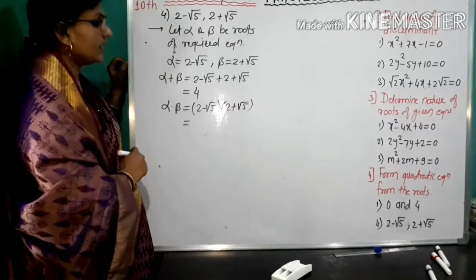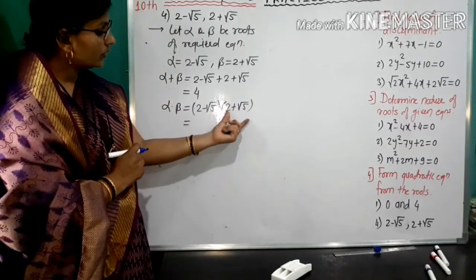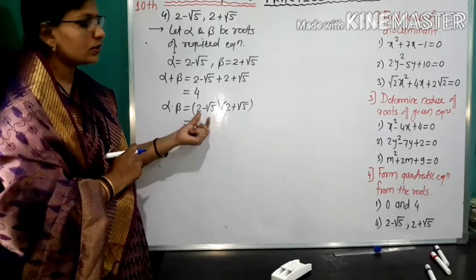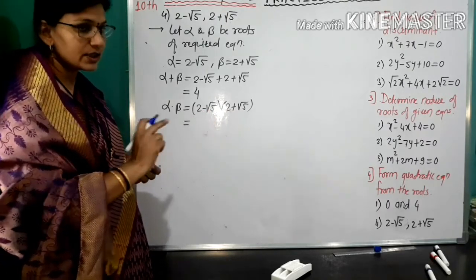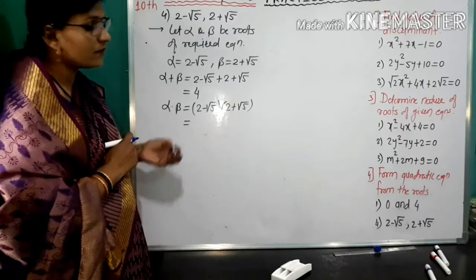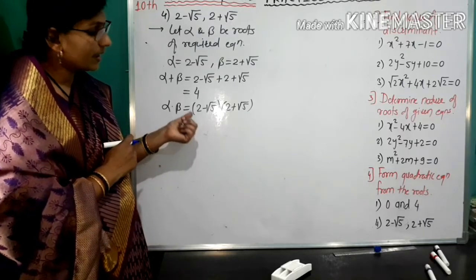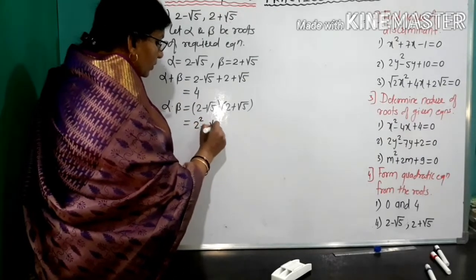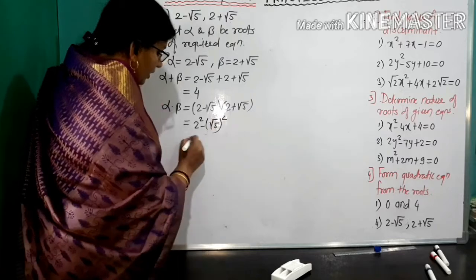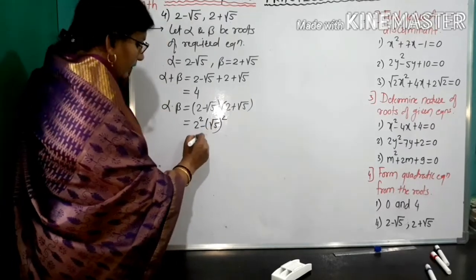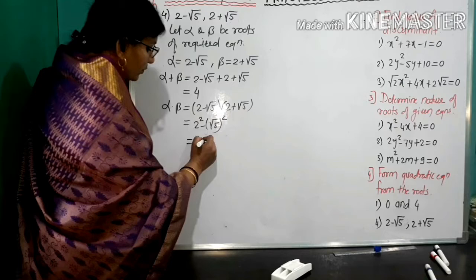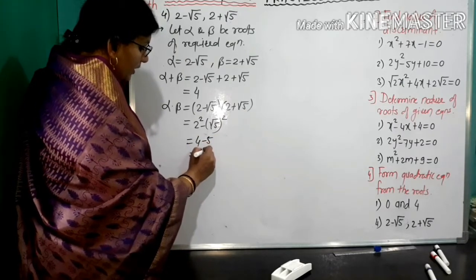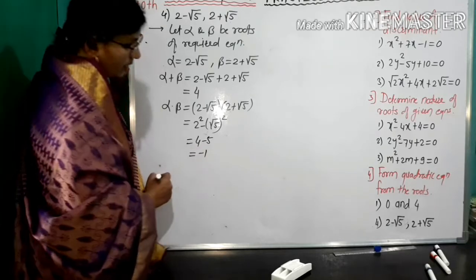Observe here, there is sum of two numbers and difference of two numbers. So its expansion is a square minus b square, means square of first term minus square of second term. So this is 2 square minus root 5 bracket square, that is 2 square equal to 4. Root 5 square is 5. So alpha into beta equal to minus 1.